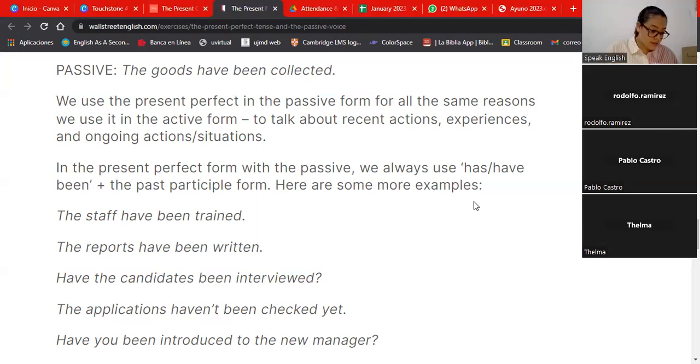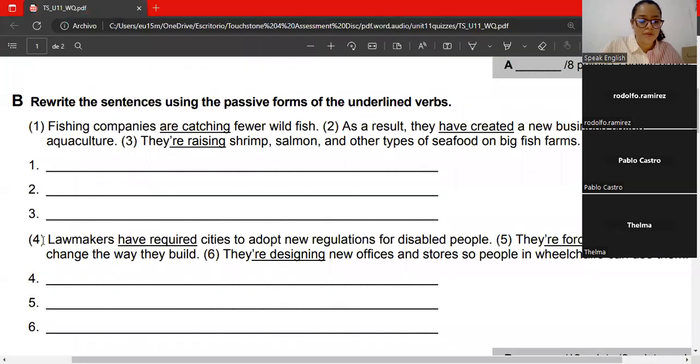Lawmakers have required cities to adopt new regulations for disabled people. In this case, the structure is basically a little bit wrong, because it would be new regulations. Give me a second. The correct would be, let's do the same exercise, okay? Let me share my screen over here. I'm gonna go to the test. Number 4, this one.